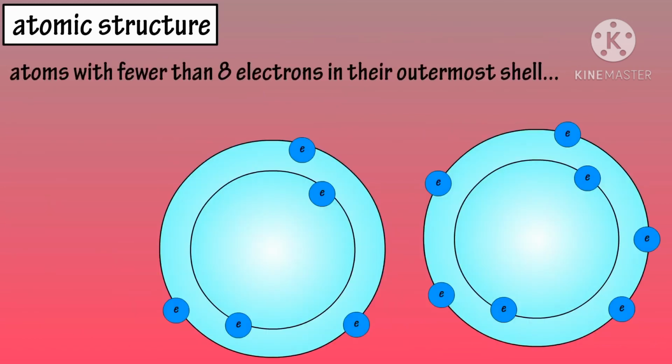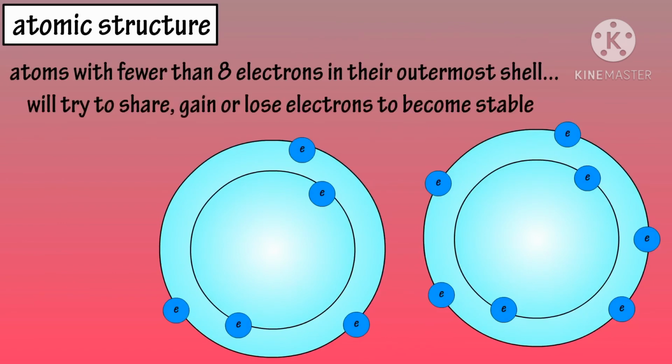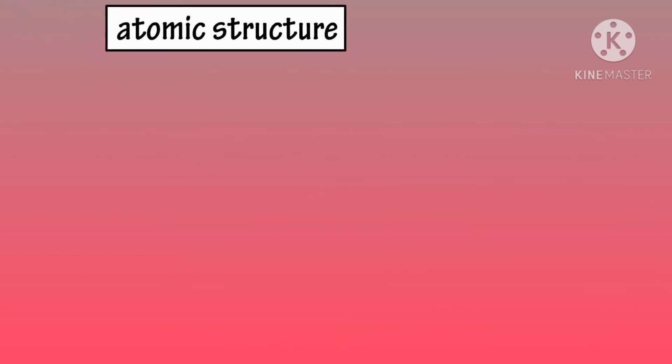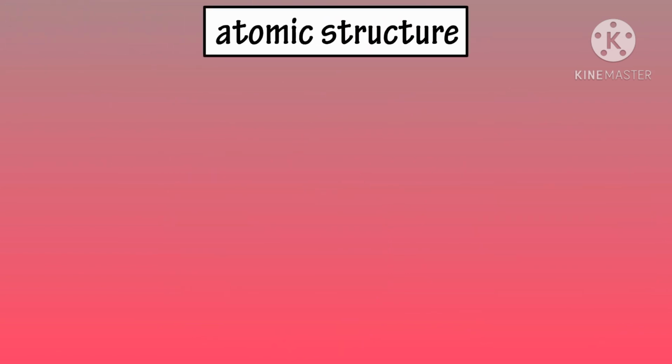Atoms that do have fewer than 8 electrons in their outermost shells will try to share, gain, or lose electrons in order to become stable. This is called the octet rule, but there are some exceptions, such as we saw with hydrogen and helium, which have only one energy level or shell. And that be the basics on atomic structure.